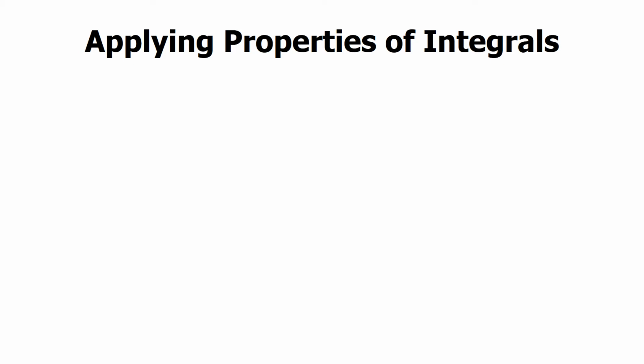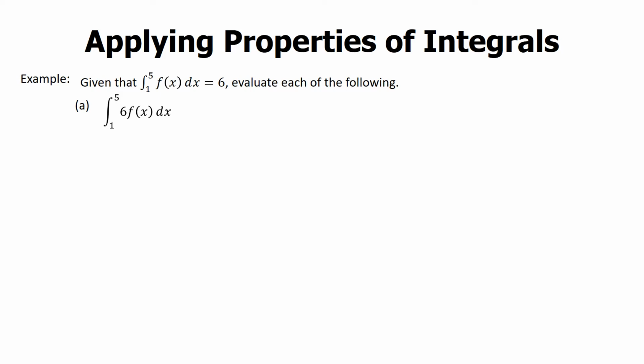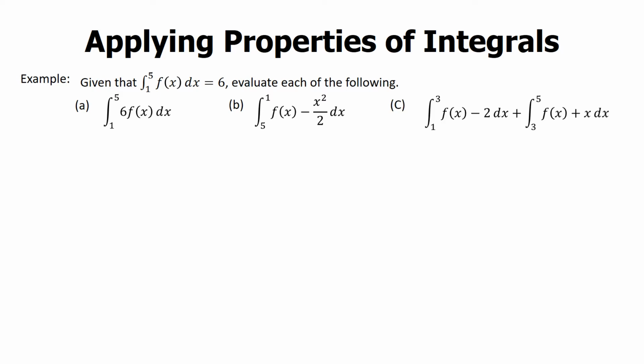Now, let's learn how to apply properties of integrals. Here's an example. Given that integration from 1 to 5 fx dx equals 6, evaluate each of the following. A. Integration from 1 to 5 6 fx dx. B. Integration from 5 to 1 fx minus x squared over 2 dx. And C. Integration from 1 to 3 fx minus 2 dx plus integration from 3 to 5 fx plus x dx.